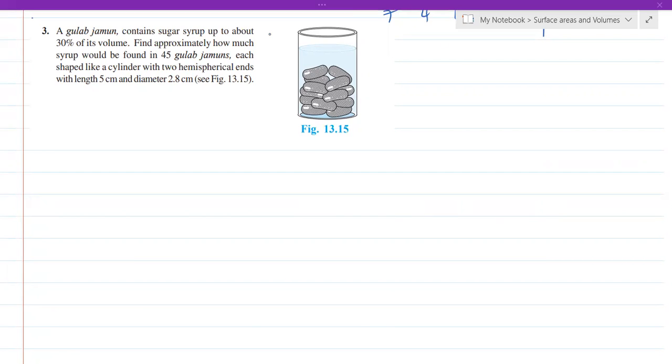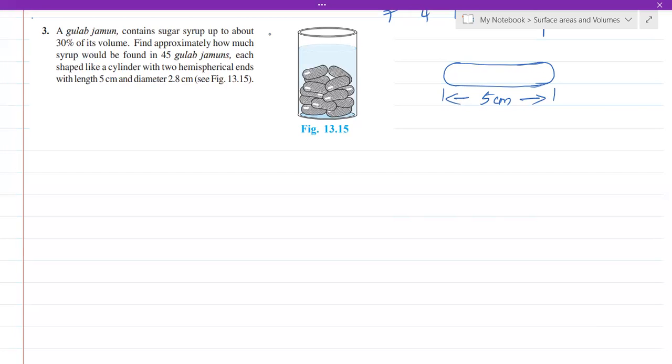So let me redraw the shape of the gulab jamun. It is something like a cylinder with hemispherical ends, something like this. Okay, it is also given inside the jar, isn't it? Something like this. Now, the total length is given as 5 centimeter.